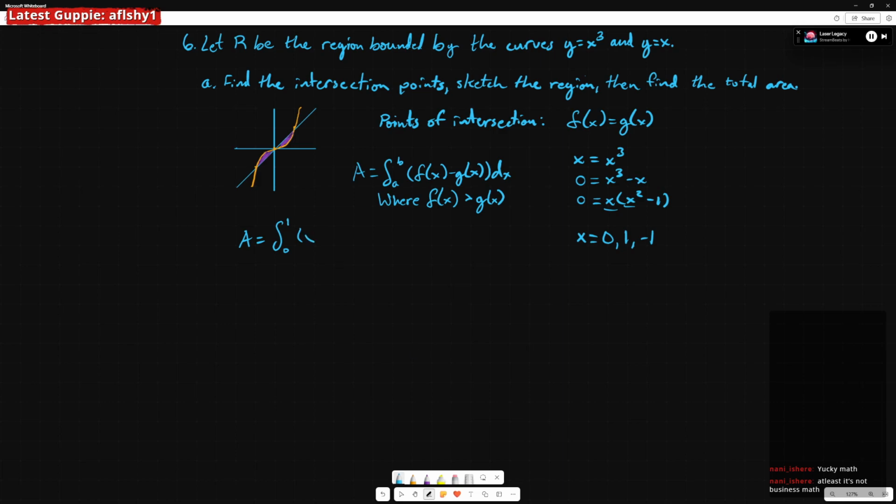So we want x to be greater from 0 to 1. So x minus x cubed dx plus, from -1 to 0, I can do it by 0. Sure. Then x cubed is greater than x itself. Then it's x cubed minus x dx.